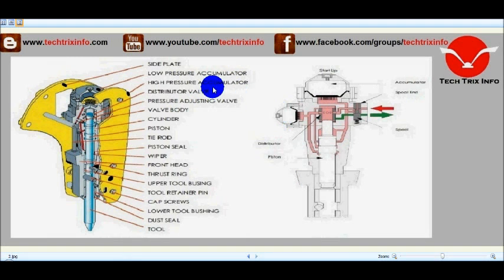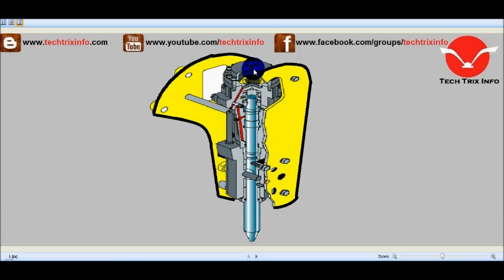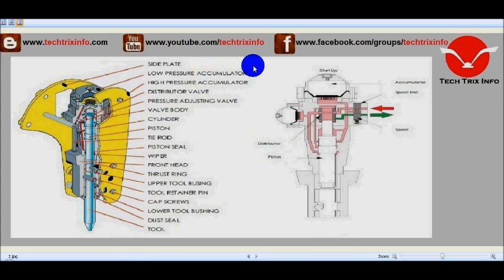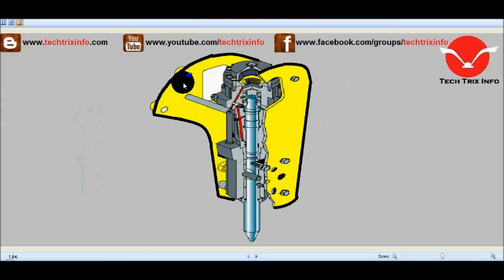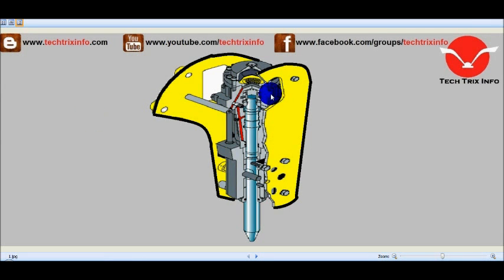Then we have the low pressure accumulator on the top. So here we have the low pressure accumulator. As you can see, this is the low pressure accumulator over there. Then we have the high pressure accumulator. So the high pressure accumulator is coming somewhere over here. Okay. Then the distributor valve. So you can see the distributor valve over here. This is almost where we will be having the distributor valve.